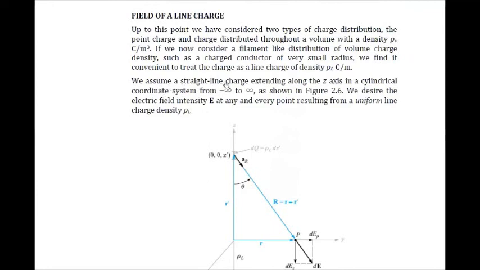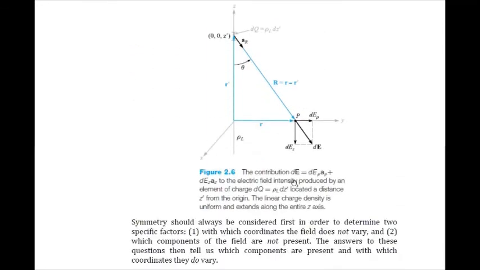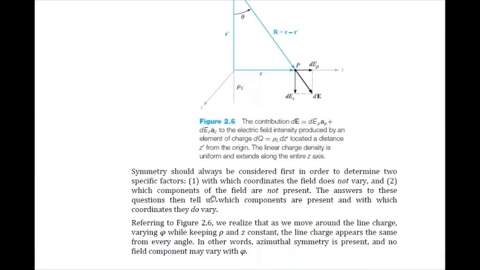Because we assume a straight line charge extending along the z-axis in a cylindrical coordinate system from negative infinity to positive infinity. We also desire the electric field intensity at any and every point resulting from a uniform line charge density rho L. Okay? Okay, alam na natin yung dalawang i-consider.